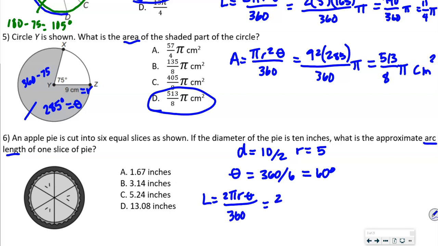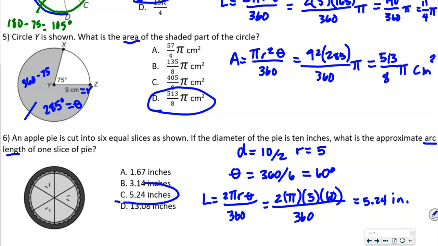So that's going to be 2. This time we are going to multiply by that pi because notice there's no pi in our answers. So it's going to be 2 pi times our 5 times our 60, all divided by 360. So when we do this one, we get 5.24 inches. And there it is.